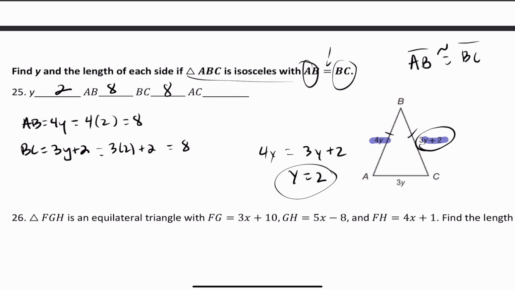Okay, let's go ahead and figure out what AC is. AC is 3y, which is 3 times 2, which is 6. So that's the measure of AC, 6.